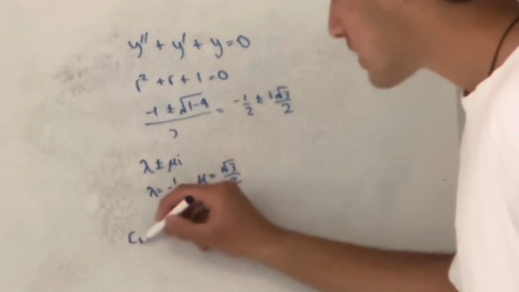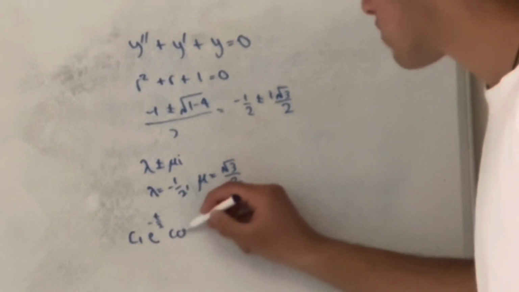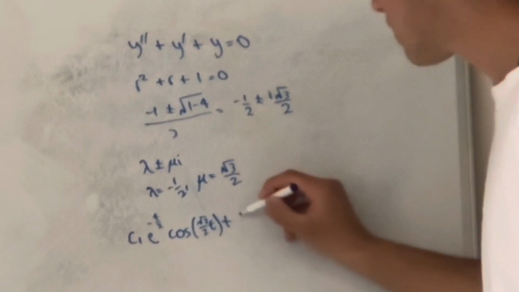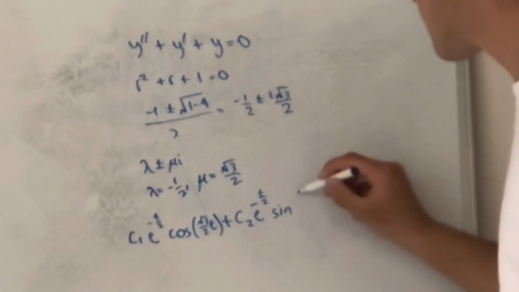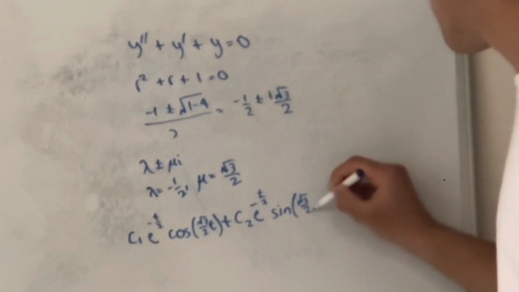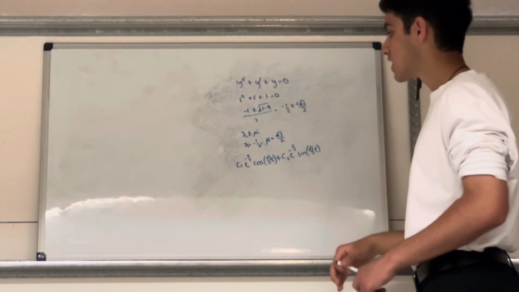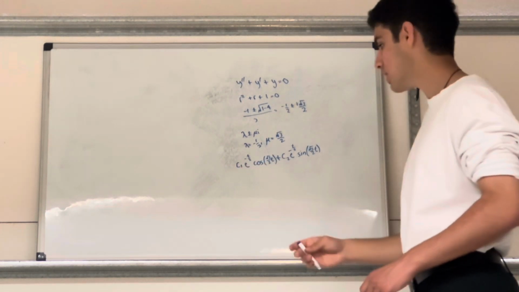And to find the solution, it's c1 e to the negative t over 2, and then cosine of root 3 over 2 t, plus c2 e to the negative t over 2, and then here we have sine of root 3 over 2 t. So that's it. This is going to be our final solution. Remember that because there are no initial conditions, we can't find c1 and c2, but you should still keep them.